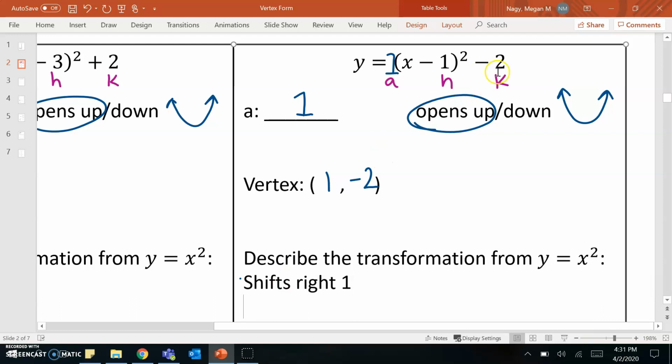And then here, K determines whether it goes up or down. You should have had that written down in your notes. So because K is a -2, that means it's going to shift down towards the negatives. So shift down 2.